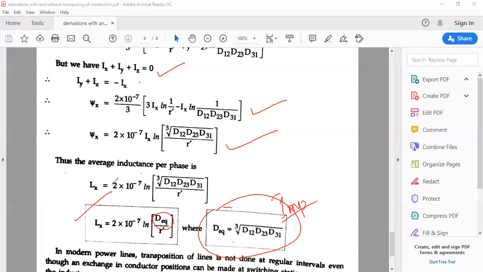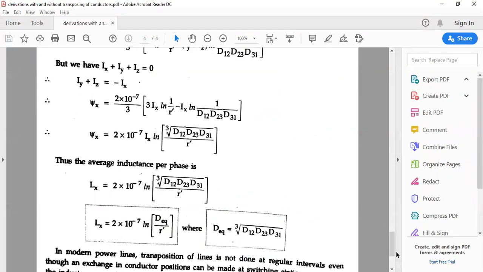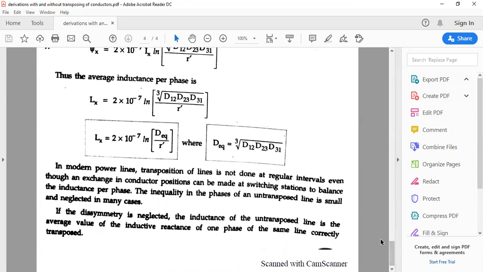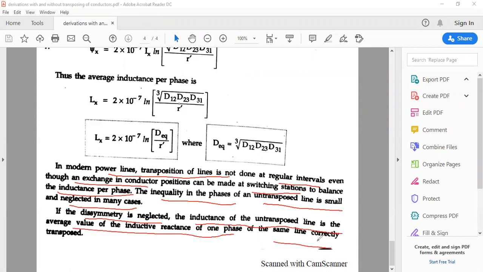So that's how we can find it out at regular intervals. You can generally come to a conclusion that all modern power systems in use employ the transposition of transmission lines. It is not done at regular intervals, even though there is an exchange of conductors made at the switching station to balance the inductance per phase. The inequality of the phases of an untransposed line is small and neglected in many cases. If the dissymmetry is neglected, the inductance of the untransposed line is the average value of the inductive reactance of one phase of the same line which is correctly transposed.